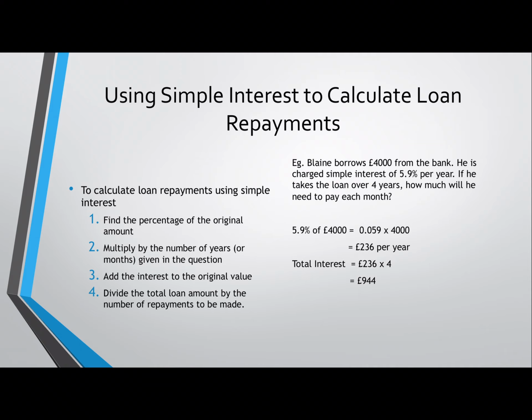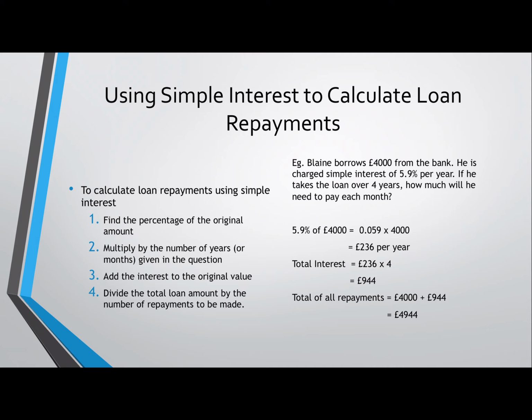So now we need to find out how much total Blaine would have to pay back over those 4 years. So we're going to add the interest to the original value. So total of all repayments is that 4,000 plus the 944. So total amount that Blaine would have to repay is 4,944.